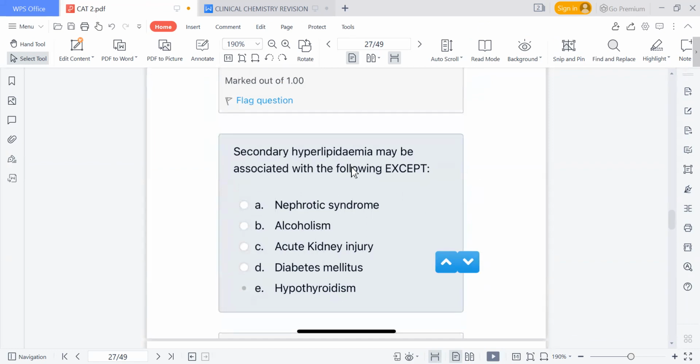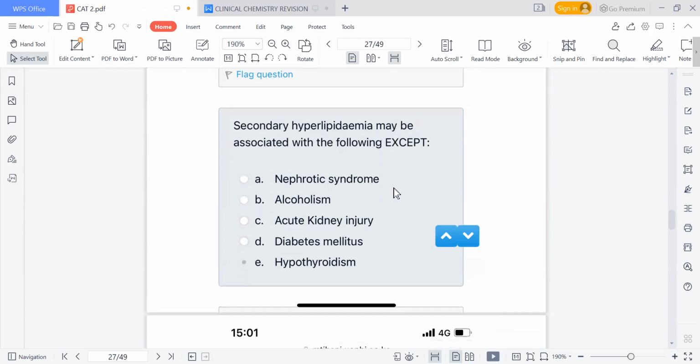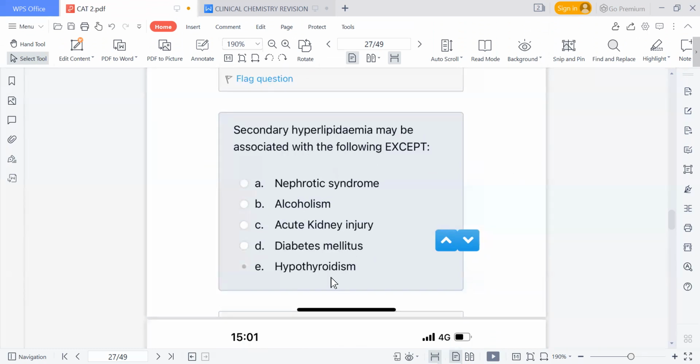The next question is on secondary hyperlipidemia. Secondary hyperlipidemia may be associated with the following except. So what are some of the causes of secondary hyperlipidemia? And what's the difference between primary hyperlipidemia and secondary hyperlipidemia? Primary hyperlipidemia is inherited, but secondary hyperlipidemia is mostly due to lifestyle or acquired diseases. So of the options here, which is not associated with secondary hyperlipidemia?